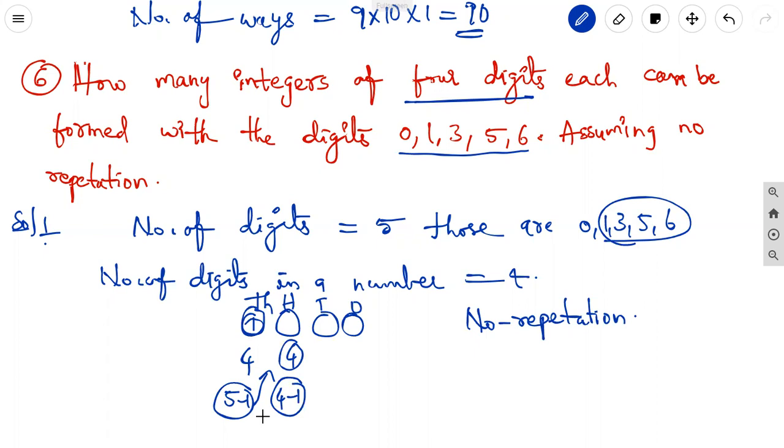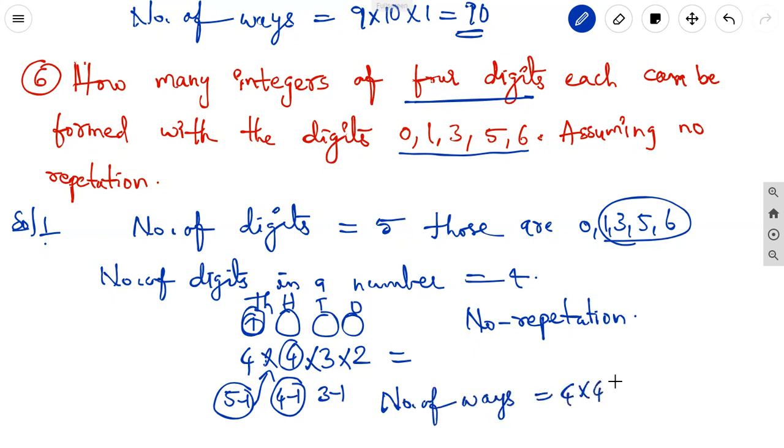Why? Because repetitions are not allowed. So remaining how many are there? 3 digits are there. From the 3, subtract one number. How many are there? 2 are there. Total 4 fours are. What are the number of ways? Number of ways equal to 4 into 4 into 3 into 2. 4 fours are 16. 16 threes are 48. 48 twos are 96. 96 ways we can arrange from the 5 digits to the 4-digit number.